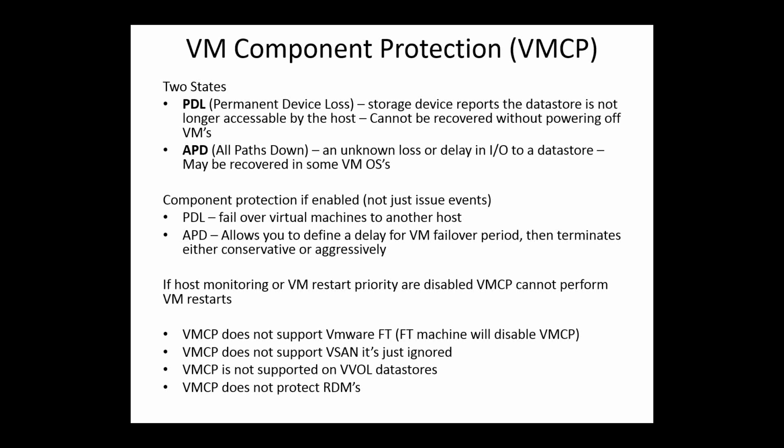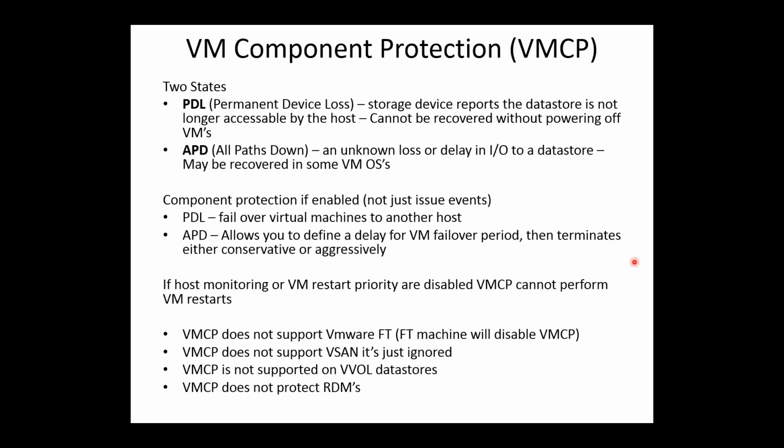That's a protection mechanism because they were actually having hosts run out of memory and crashing on them, and that's bad if you've only lost one LUN and all the rest of your LUNs are available and VMs are running there. So you don't want to do that. All right, so if host monitoring or VM restart priority are disabled, so if I say I don't want to restart, I have no priority on restarting this VM, then VMware component protection can't perform VM restarts.